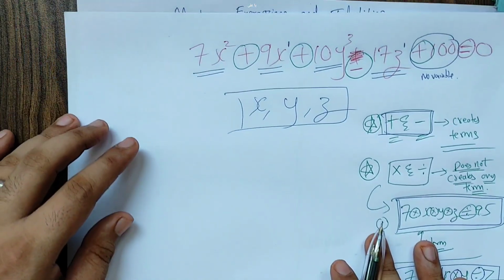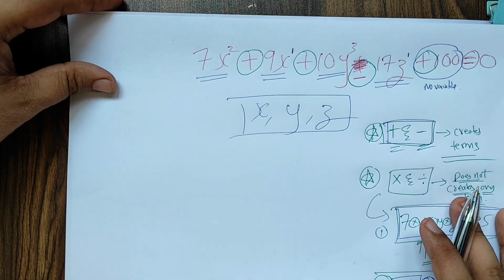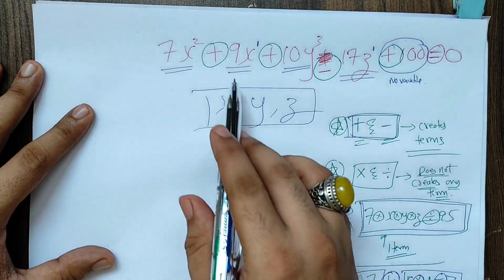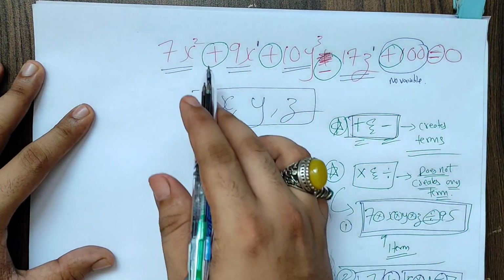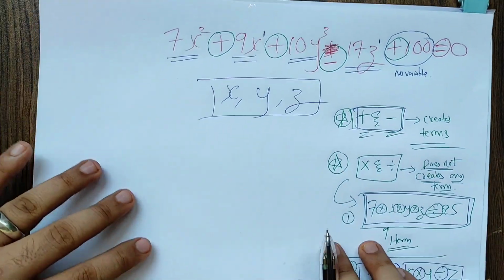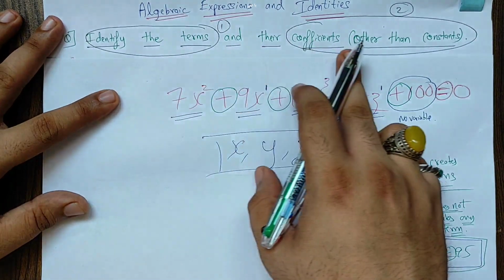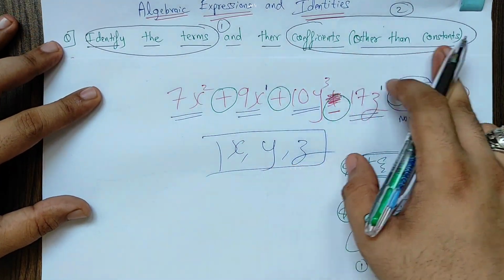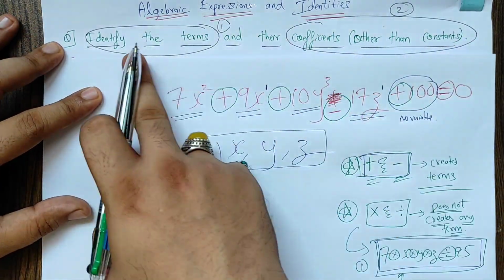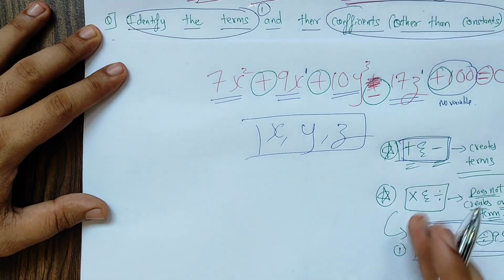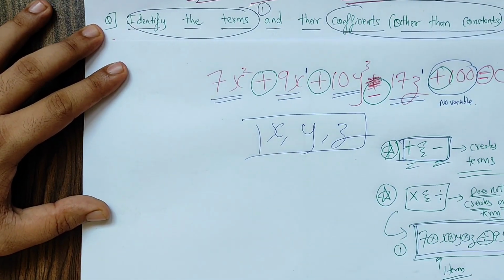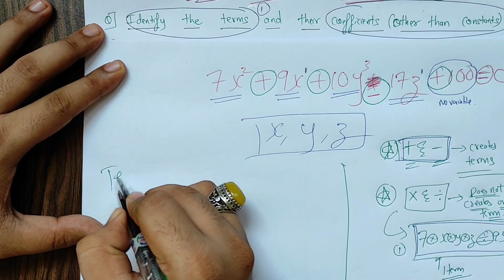Okay, so let's start over here. In the example in front of you, I have just used plus and minus symbols, so of course they create terms. Now if we see the first question here in front of you, identify the terms and coefficients other than the constants. Identify the terms. So how many terms can I see here? All of you see here.